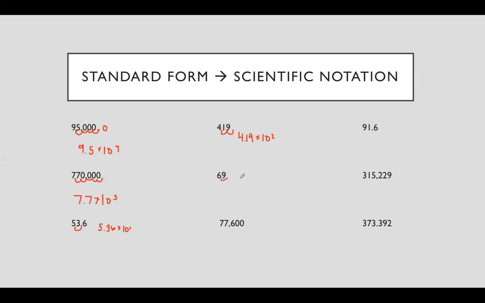Again, 69, you're moving it over 1, so that's 6.9 times 10 to the first. 77,600, 1, 2, 3, 4. You get 7.76. And again, you do not have to write the zeros, times 10 to the fourth. Now at this time, I'm sure you guys can get the hang of it. 9.16, you're just moving it over 1, so it becomes 9.16 times 10 to the first.